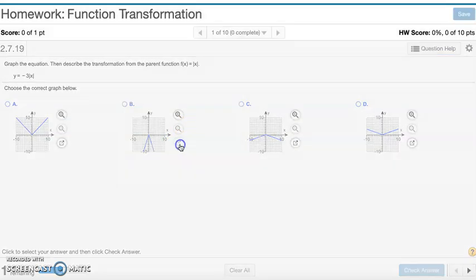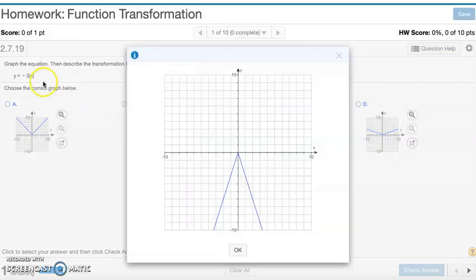So taking a look at B. If I substitute 1 in for x, I'll get -3. So 1, -1, 2, 3. So that means it has to be B.